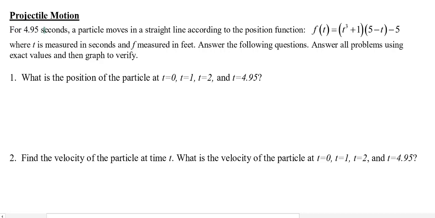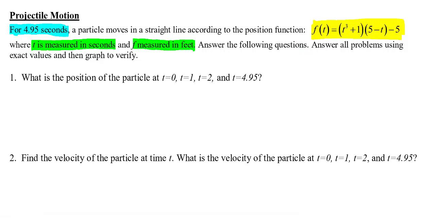For 4.95 seconds, I'm going to highlight that because that's going to be important. A particle moves in a straight line according to the position function, where t is measured in seconds, so there's a label. That's my input, right? You're inputting t. Your output is f of t. And f is measured in feet. Answer the following questions. Answer all problems using exact values. I'm going to put an exception to that, right? And then graph to verify.